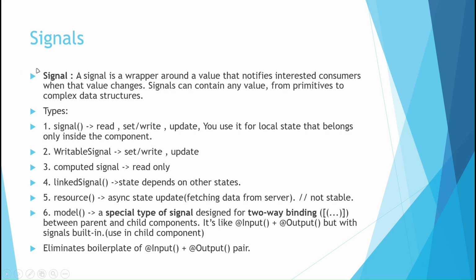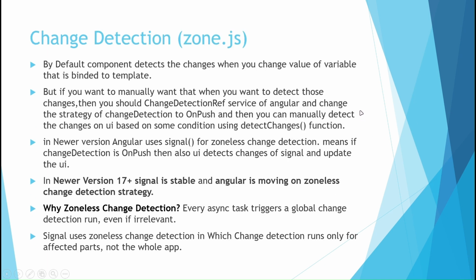So signals. A signal is like a publisher-subscriber method, so it will notify the components whenever changes happen, and update only those changes. There are different signals, but we will not go into depth.